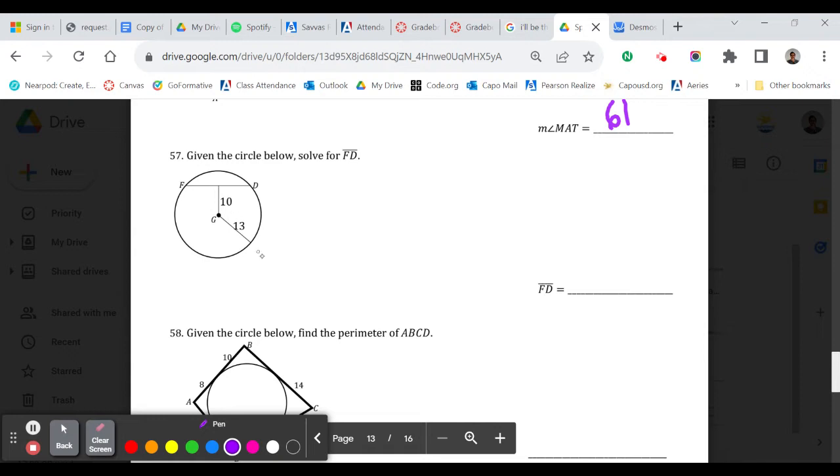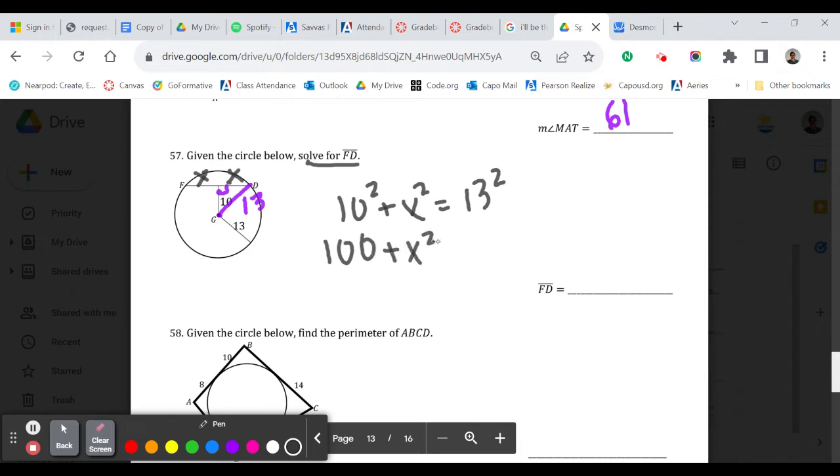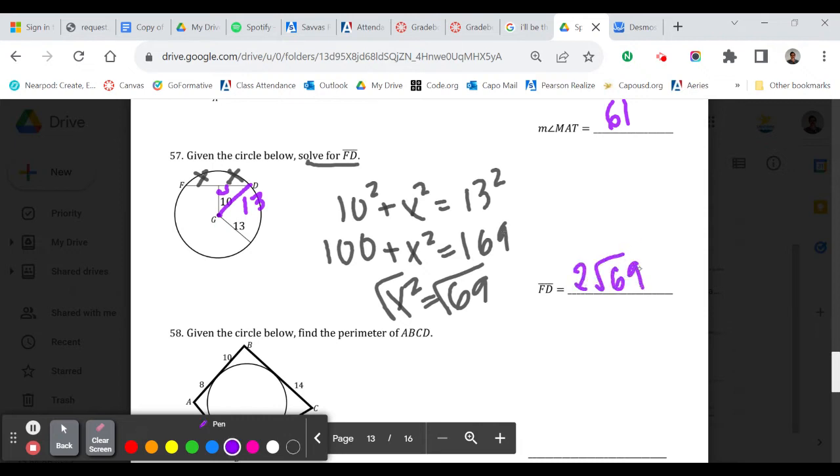All right, so 13 is the radius, so I can put another radius in, that's 13. This creates a 90-degree triangle. We can solve for this side. We want to find the whole thing FD, so we're going to have to double it because it's two of them. So I'm going to get 10 squared plus x squared equals 13 squared. So that's 100 plus x squared equals 169. Subtract it, we get x squared equals 69. So square root it is square root of 69. Now FD is twice that, so we're going to just double up. So 2 times the square root of 69. And we're good.